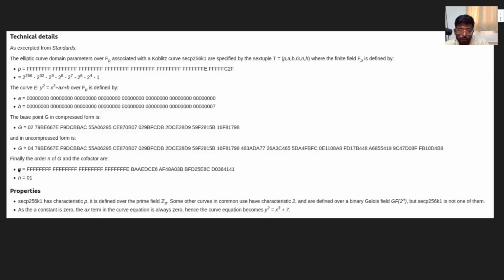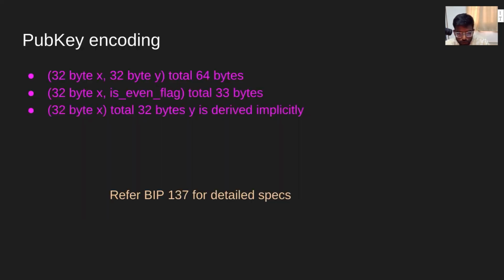So what does this order n denote? It denotes that if you multiply g n times, you will get the identity element of the elliptic curve, which is the point at infinity. If you want to do a deep dive on this, refer to chapters 2 and 3 of the Programming Bitcoin book by Jimmy Song. This is the specification which was used.